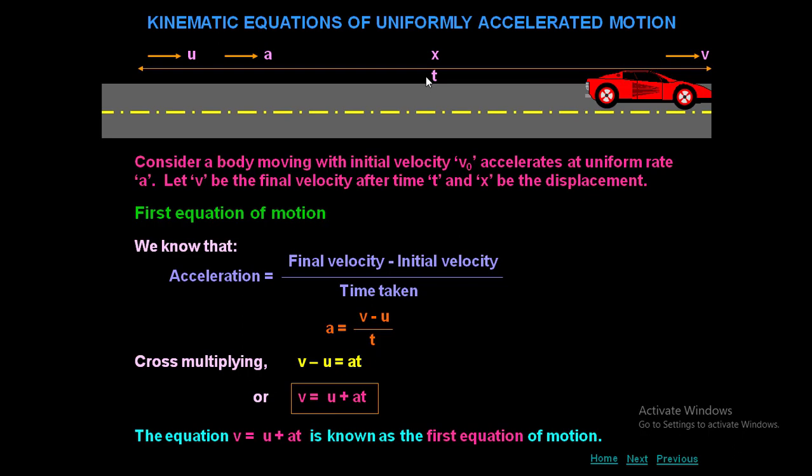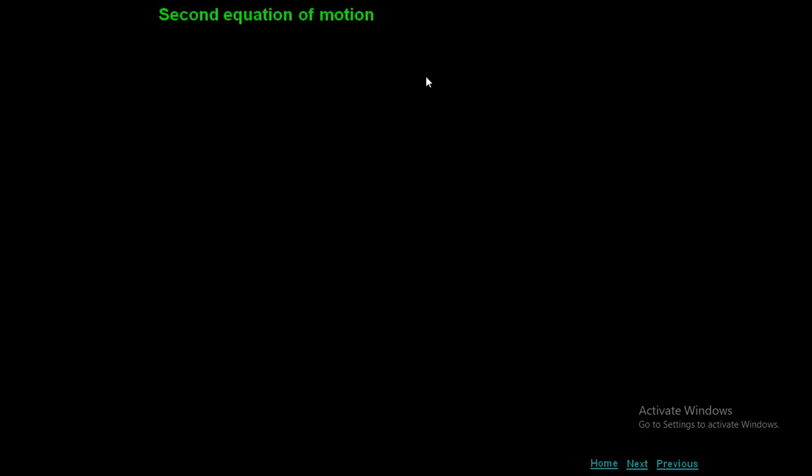The equation v equal to u plus at is known as the first equation of motion, and it is also called the linear equation. Second equation of motion. What is the second equation of motion? S equal to ut plus half at square is the second equation of motion.